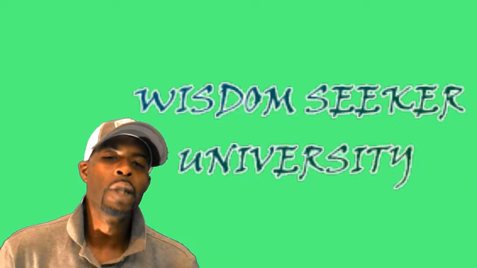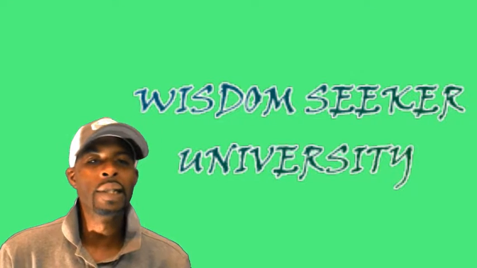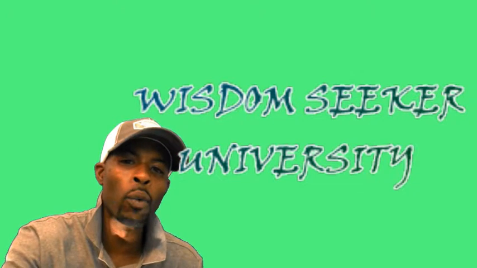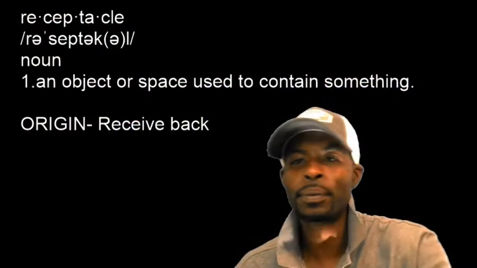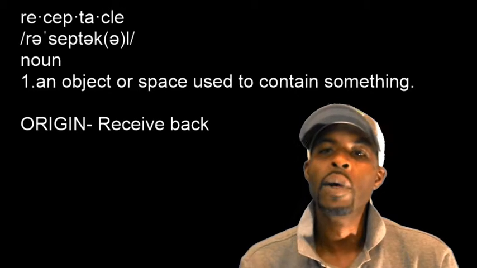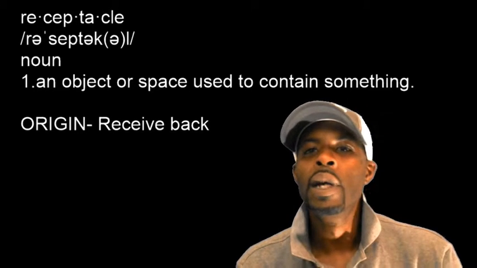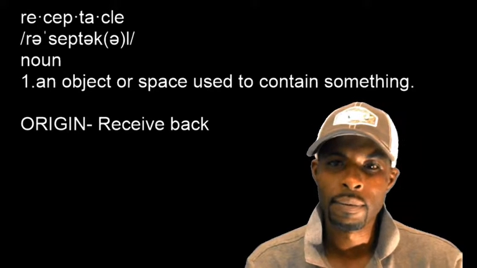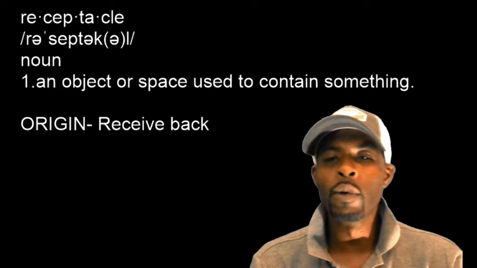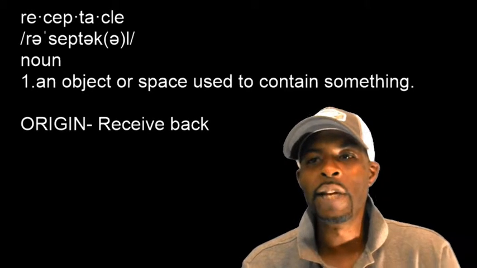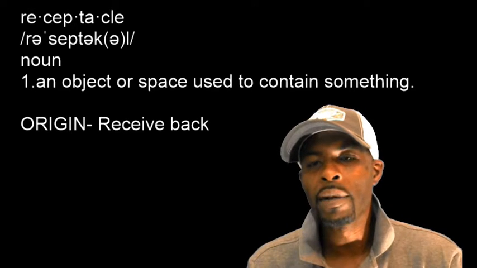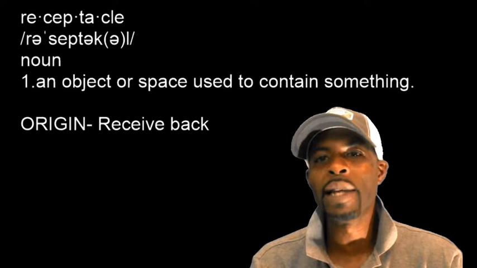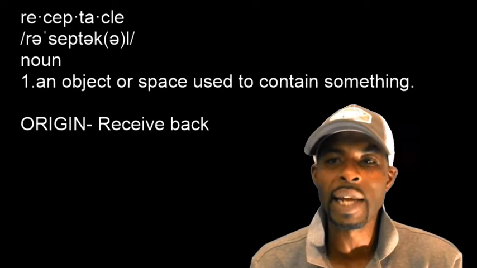So without further ado, let's get deeper into this discussion. Let's check out what receptacle means. A receptacle means an object or space used to contain something. And the origin of the word receptacle means receive back. So the receptacle means to receive back. It's an object or space used to contain something.